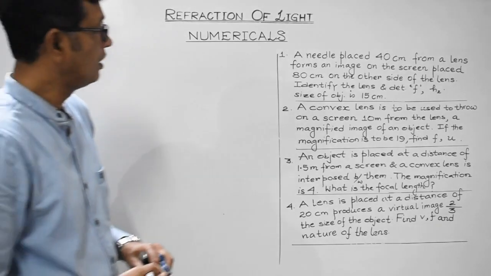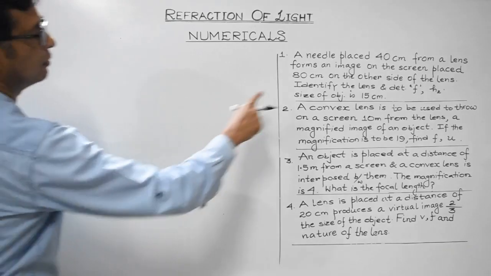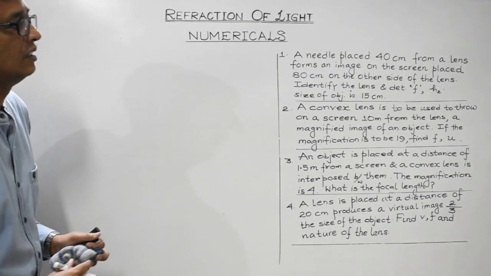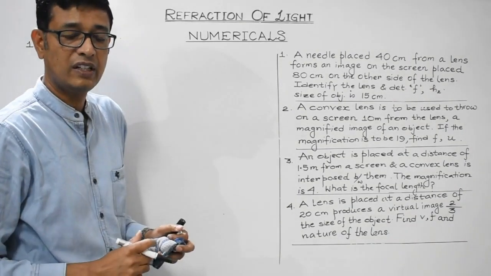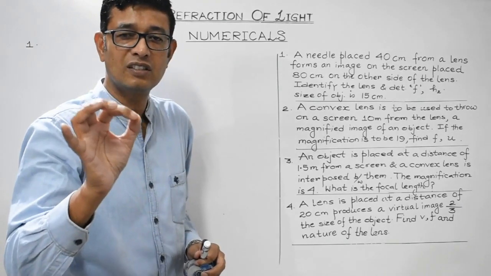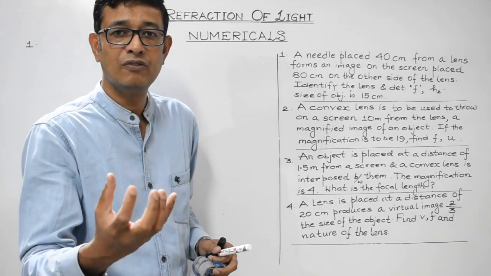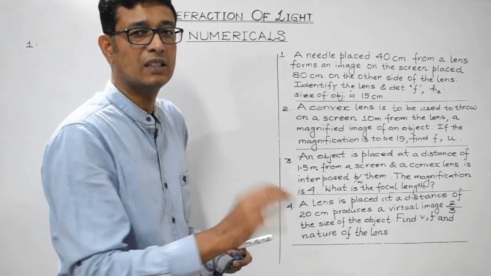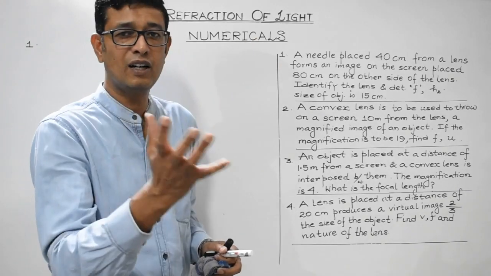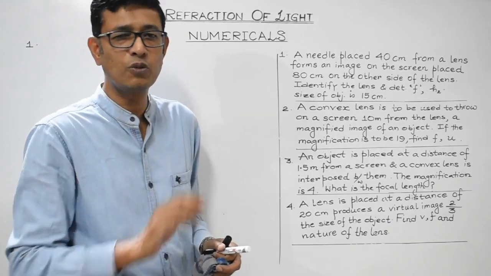Okay. A needle placed 40 cm from a lens forms an image on a screen placed 80 cm on the other side of the lens. Draw a diagram. Students, please consider the question, right? As I have told you in mirrors also while solving numericals, if you have sound theoretical knowledge, you can easily predict the answer without doing any mathematical calculations, right? So here also, all the ray diagrams we have studied in the case of mirrors and lenses should be in your mind. It should be crystal clear.